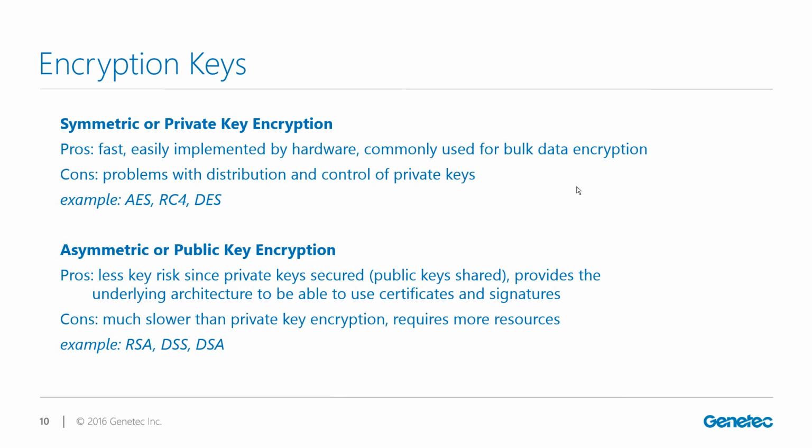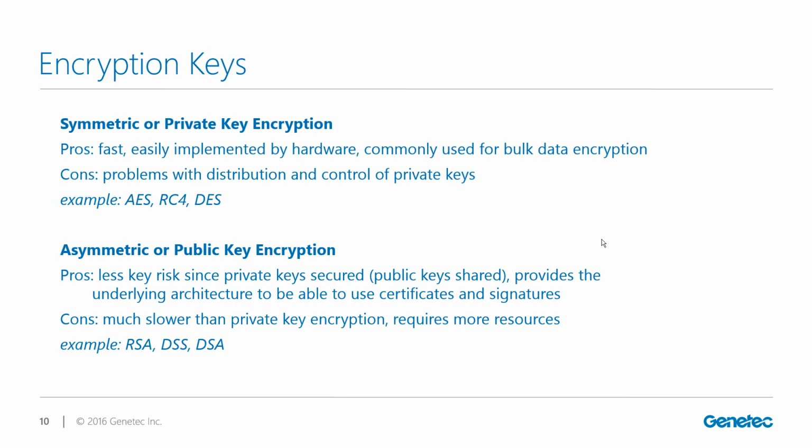A couple of cons, there's problems with distribution and the control of the private keys. As we saw, both the keys are exactly the same, which means it's easier for somebody to get their hands on that key and be able to decrypt any of the information that they receive. We'll see how that may happen in our next section. A couple of examples, AES, RC4, and DES. So if you hear of those protocols, you know those are symmetric encryption protocols.